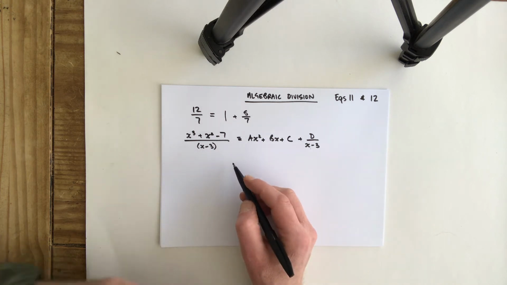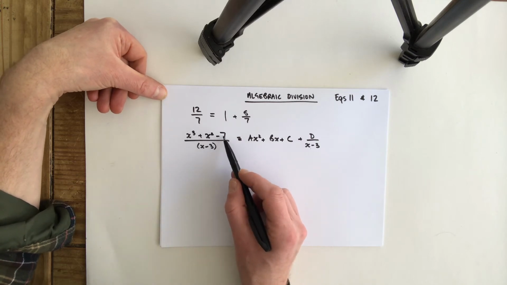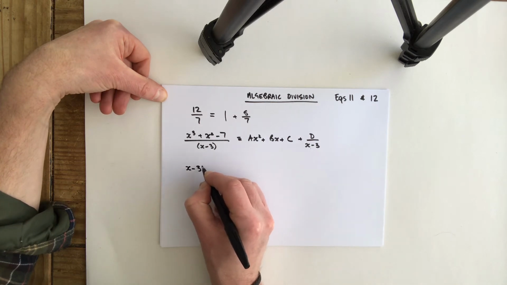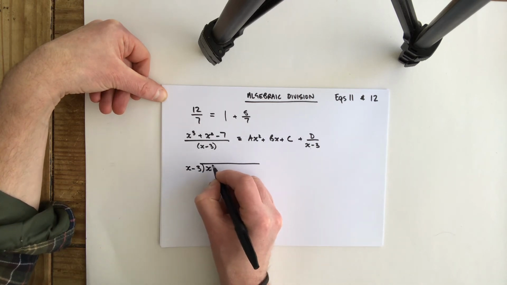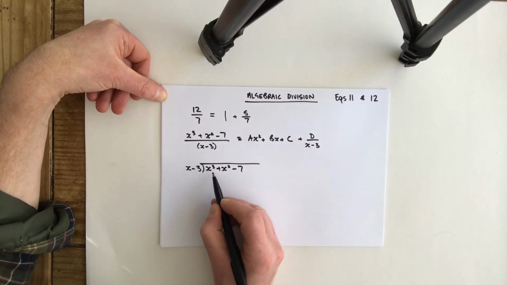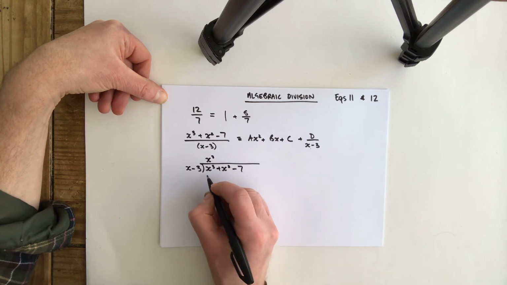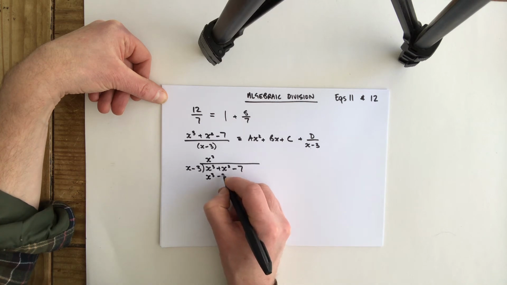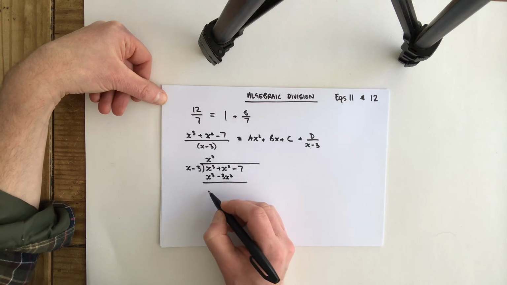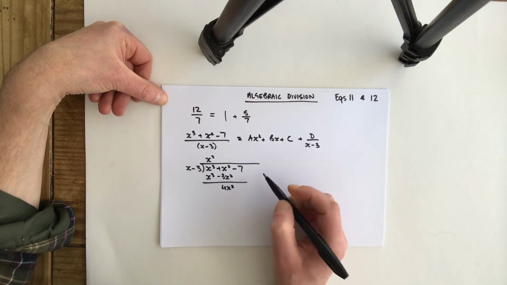So anyway, cracking on with this, we're going to divide that into that. How many times does x minus 3 go into this thing? And that'll tell us what this number is. So let's do it. x minus 3 into x cubed plus x squared minus 7. How many x's in x cubed? There are x squared of them. Multiply x squared by these two, I'll get x cubed minus 3x squared. I take them away. That gives me nothing. x squared, take away minus 3x squared is 4x squared.